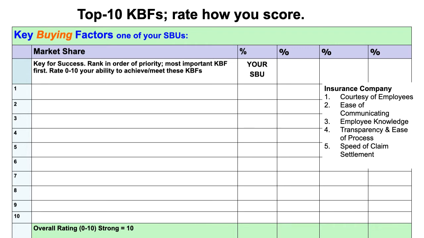So once you know what your top 10 key buying factors are, it really assists the marketer tremendously with understanding what the business needs to deliver.